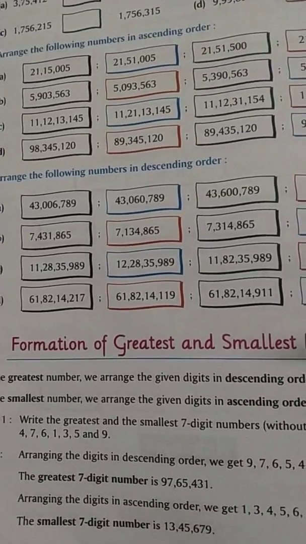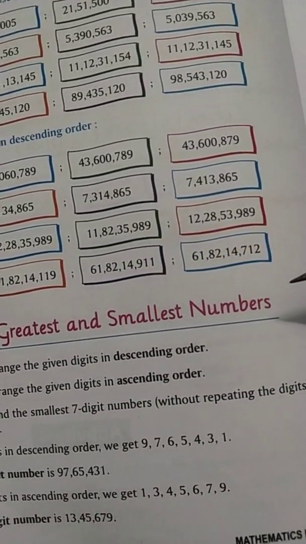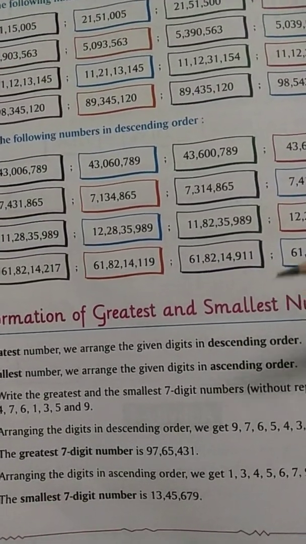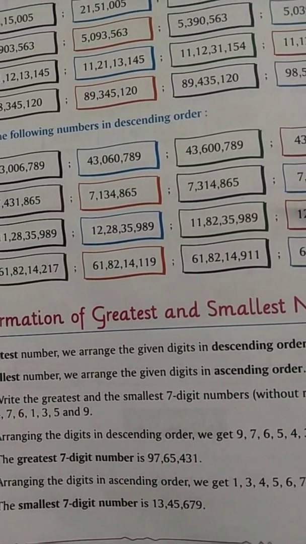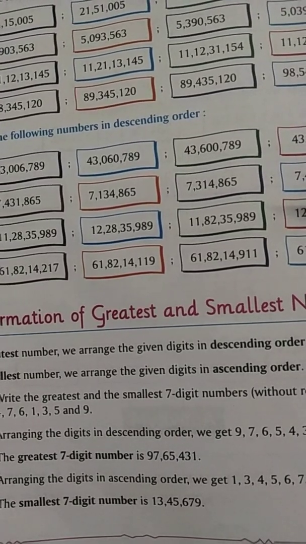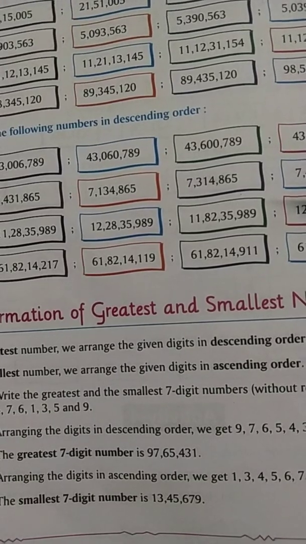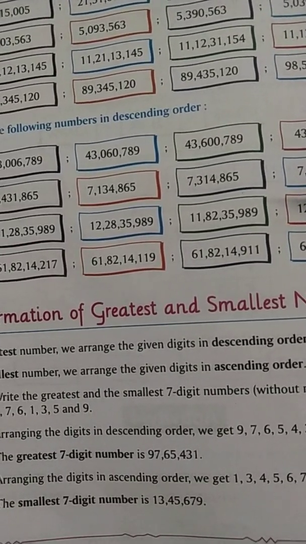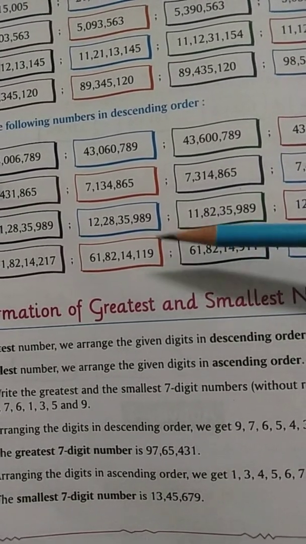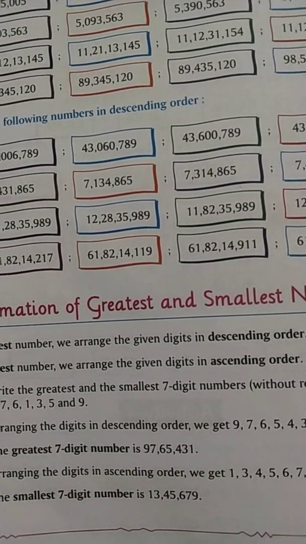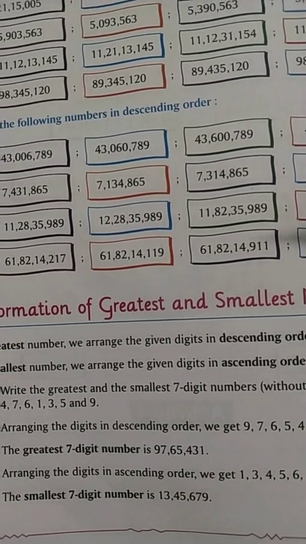Now the last topic of this chapter is formation of greatest and smallest numbers with the help of given digits. Now kids, always remember, whenever we form the greatest and the smallest number, we need to look at the question carefully, that what the question is saying. To form the greatest number, we arrange the digits in descending order, means greatest to smallest. And to form the smallest number, we arrange the digits from smallest to the biggest.